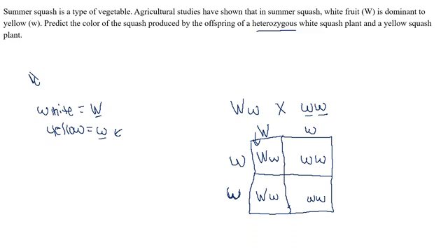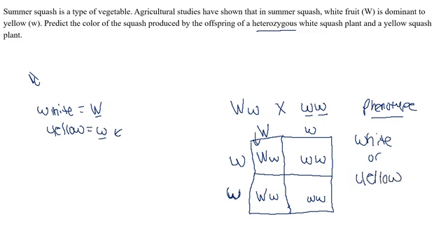Now it says, predict the color of the squash produced by the offspring. All right, so what are the colors of the squash? Remember, the color is the phenotype. Okay, so I'm going to expand on this a little bit. So in terms of phenotype, that's going to be white or yellow.